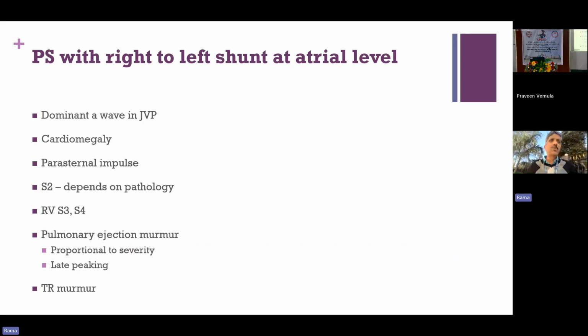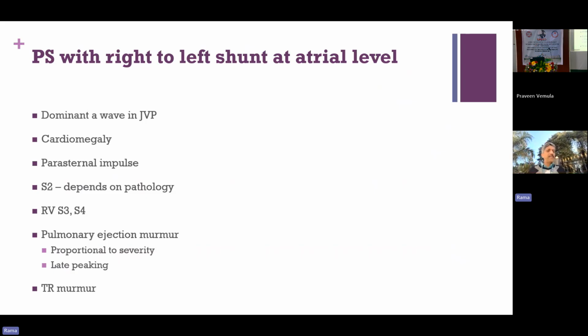The other important thing you have to think of is the difference between intact ventricular septum and VSD with PS. PS with intact ventricular septum, with the right-to-left shunt happening because of an ASD or a PFO, was earlier called trilogy of Fallot. Everything is opposite to what I told you. In tetralogy, JVP is normal. Here JVP has a prominent A wave.